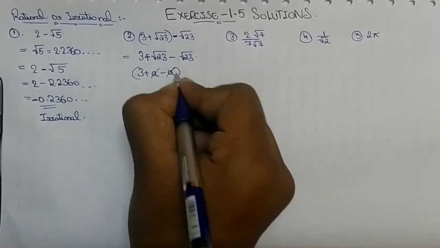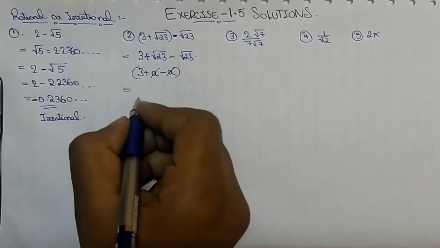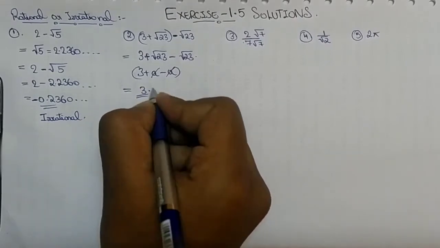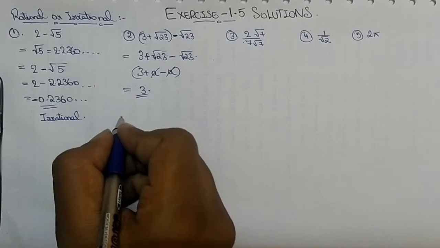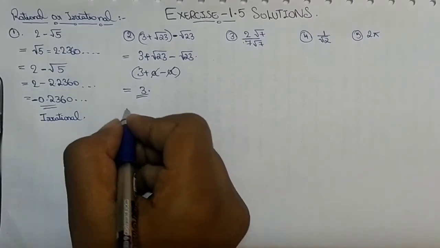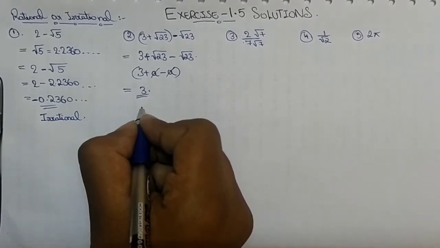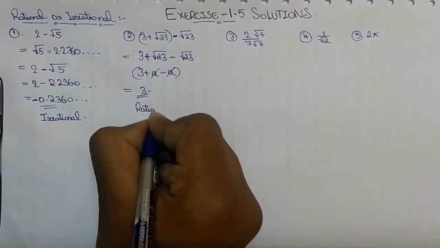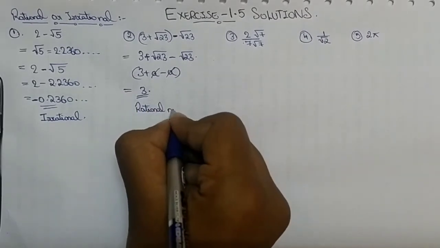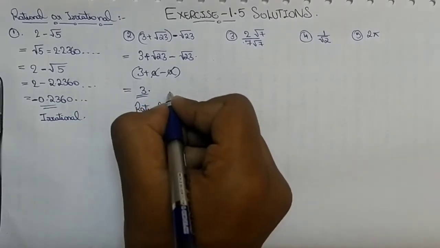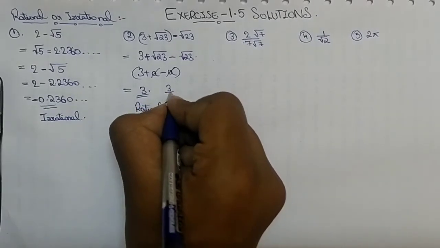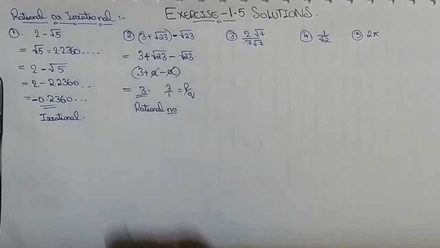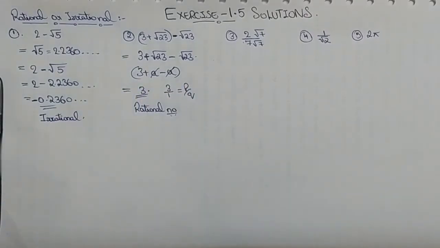The answer is 3, and we know 3 is not going to continue. 3 is an integer, a natural number, and this is going to give you a rational number. Why? 3 can be written in the form 3 by 1, which is in the form p by q. This is going to be a rational number.